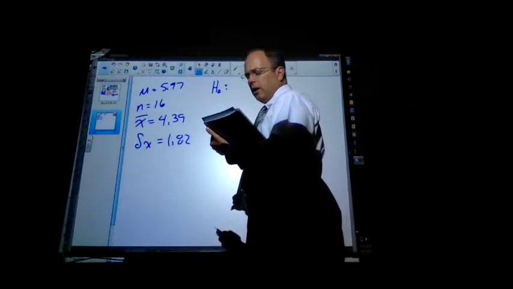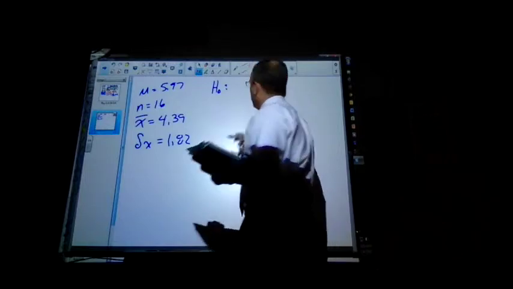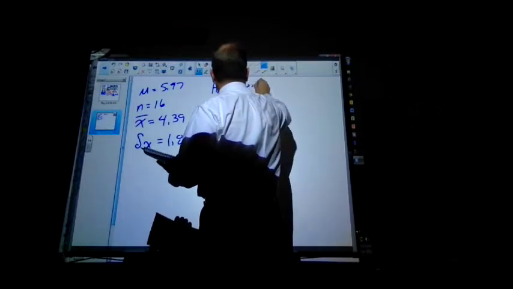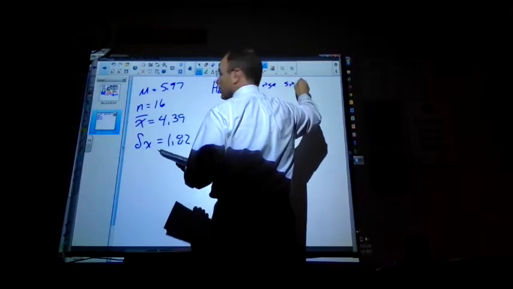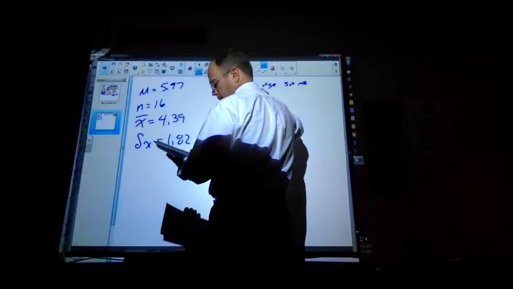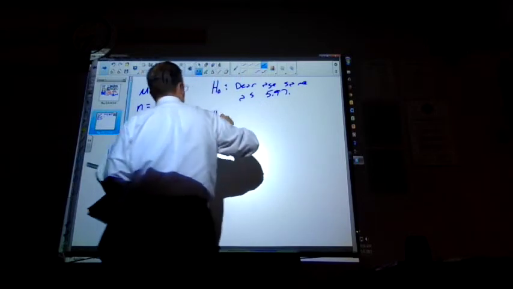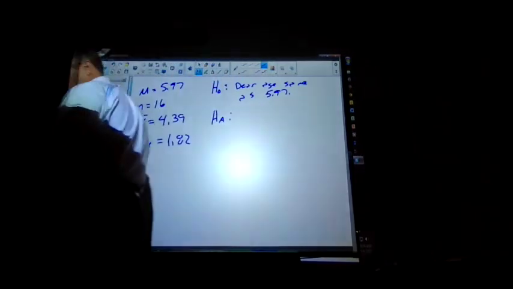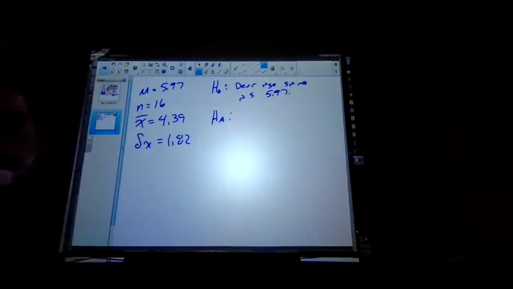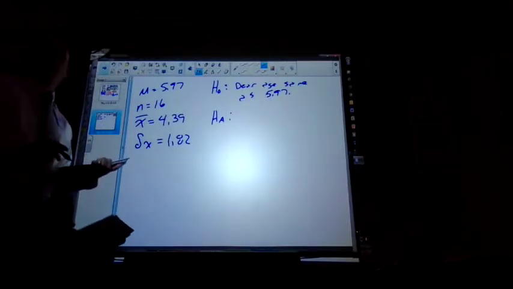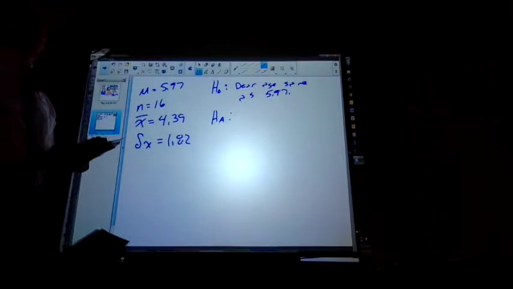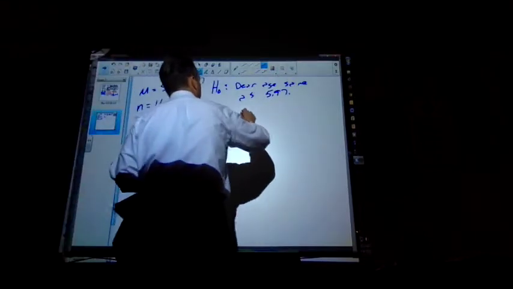Okay, so create our null. Deer age in Mesa Verde is the same as 5.97. And then my alternative, let's see. Does this information indicate that the average age of deer is lower? Okay, so lower, that's going to tell us we're going to go one-tailed test to the left. Deer age is less than this.